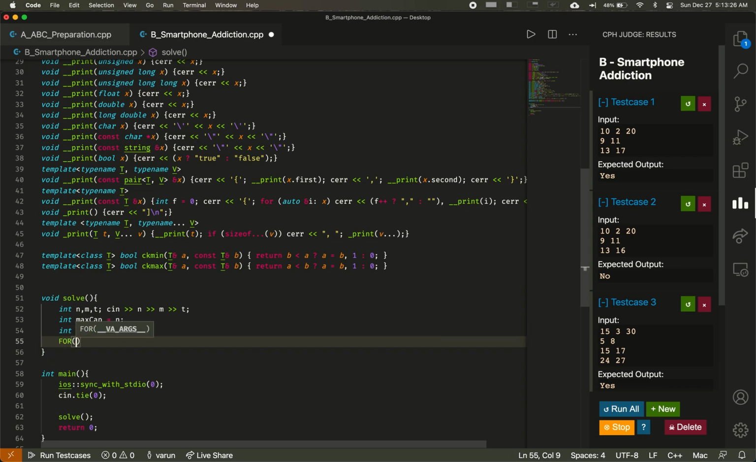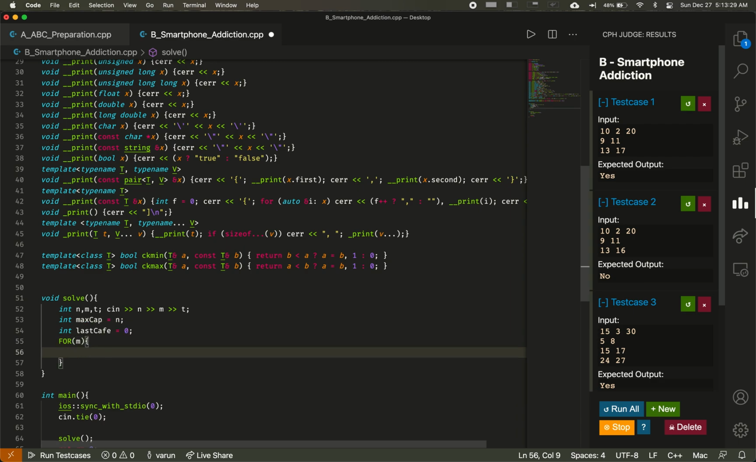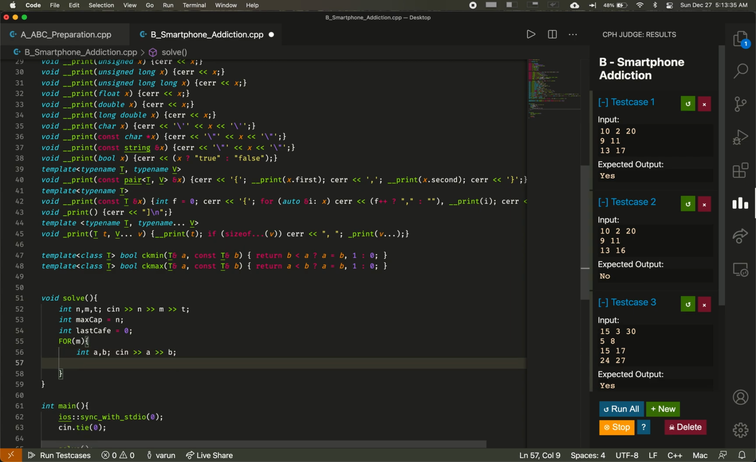So we now read in the A's and the B's that were given. And now we want to keep track of how much battery he's lost. From the last cafe to the cafe he's currently entering with this A and B value, he will be losing battery. So the loss of battery will be A minus the last cafe, which is the time he enters his new cafe. The battery will be lost from the time he left the old cafe until the time he enters this cafe. So that's why it's A minus last cafe.